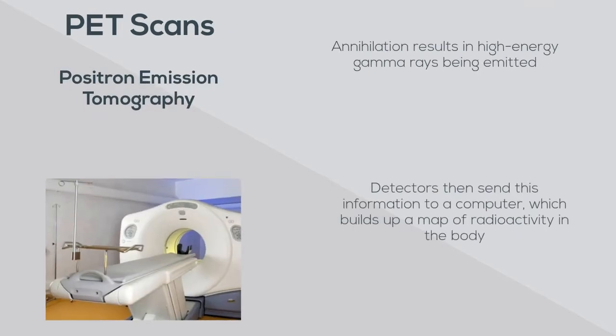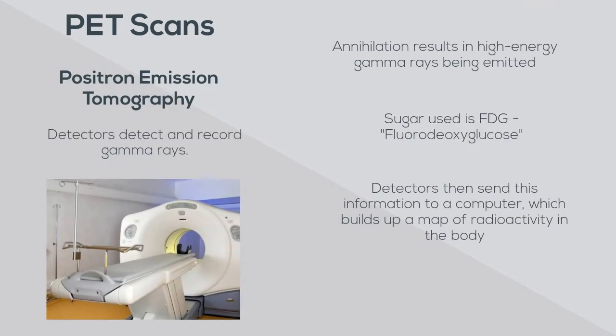PET scans involve injecting a patient with a substance used by the body, such as glucose, containing a positron-emitting radiotracer with a short half-life. The patient is left to allow the radiotracer to move through the body to the organs. Positrons emitted by the radioisotope collide with electrons in the organs and annihilate.